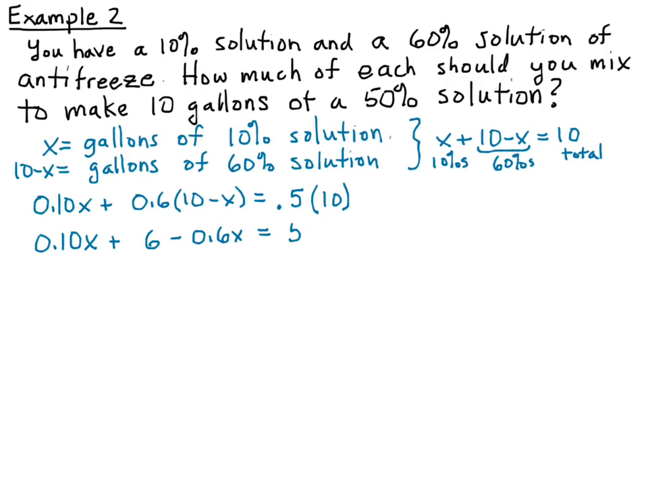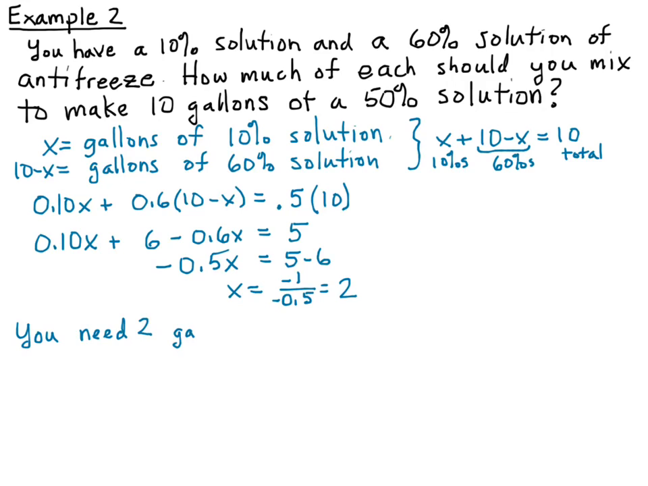And so you have 0.1x plus 6 minus 0.6x equals 5. So the first step here, I just distributed the 0.6. So 0.6 times 10 is 6. 0.6 times negative x is negative 0.6x equals 5. So the first thing I'm going to do then is take 0.1x minus 0.6x, and what I get is negative 0.5x. And then I'm going to subtract 6 from both sides. And so I get 5 minus 6, or negative 1, over negative 0.5, which is 2.